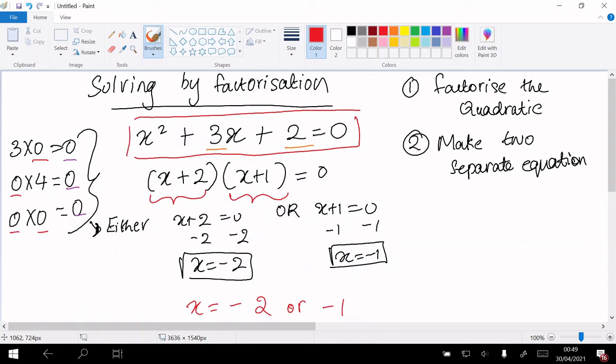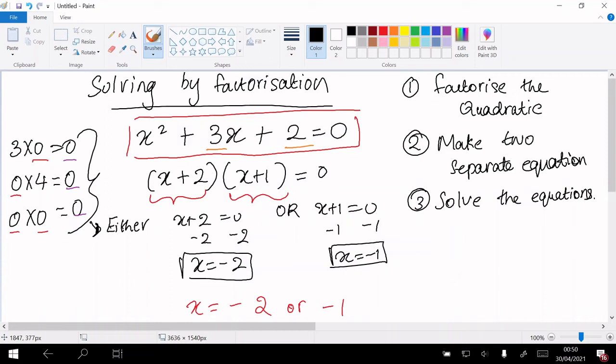Yep, so let's quickly summarize the steps again. Let me write down the final step. Solve the equation. So let's summarize the three main steps. First step, factorize the quadratic, get two distinctive brackets. Then separate the brackets into two separate equations. And third, solve the equations to get an answer. So that's it for solving by factorization.